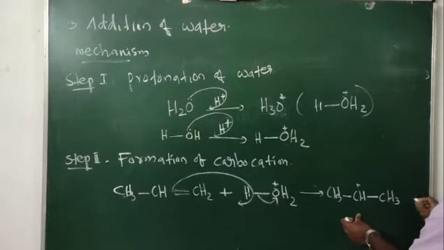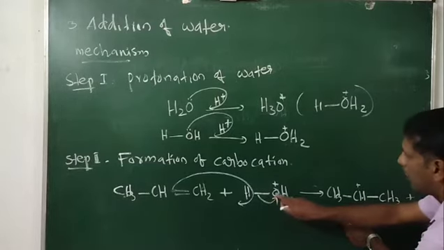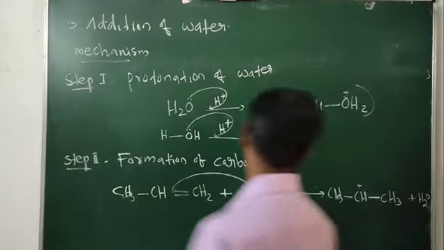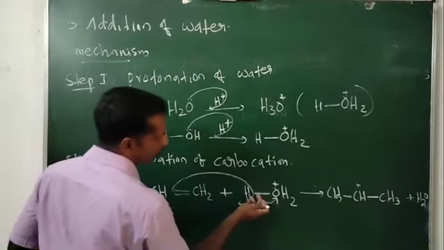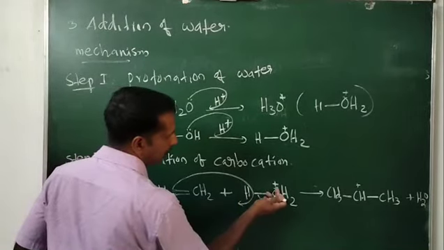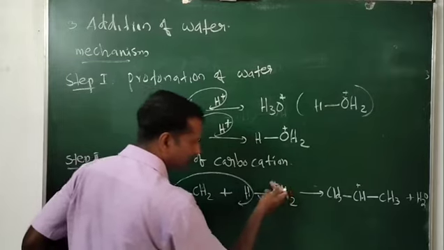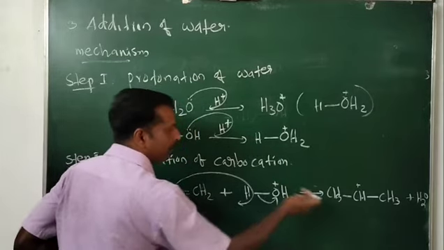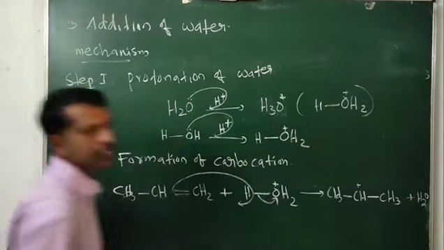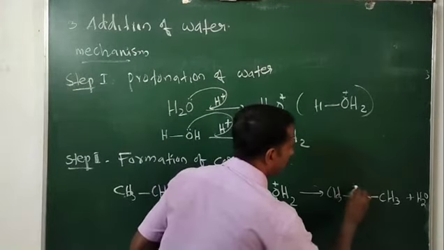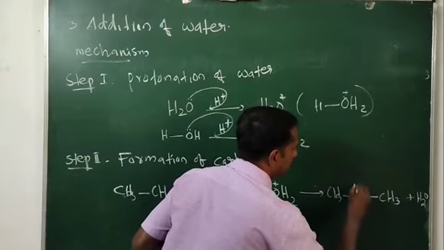Plus what will form, H2O. Now this bond is shifting to here, and the oxygen is getting back its pair of electrons. So the charge is removed, so it will change into H2O. This is the second step, formation of carbocation. This is our carbocation, positively charged carbon.